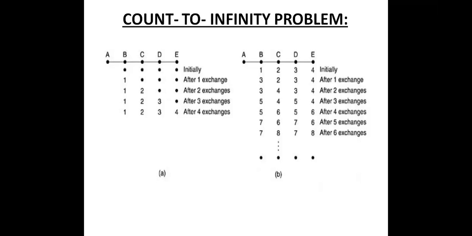Now I will discuss the count to infinity problem. There is a problem with the distance vector routing algorithm, that is count to infinity. So what is count to infinity? For example, initially every node is willing to transfer information to E. Initially they don't know the distance. So whenever A wants to transmit a packet to B, the distance from A to B is 1 hop. So 1.